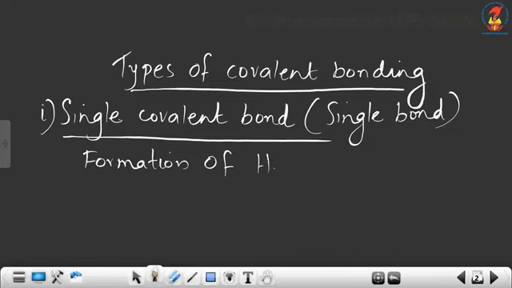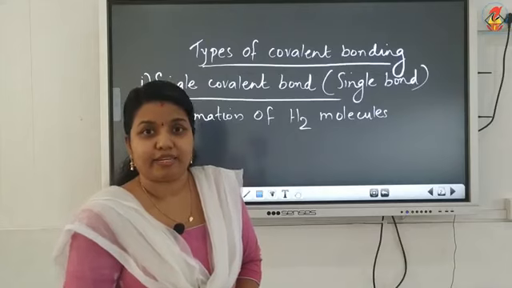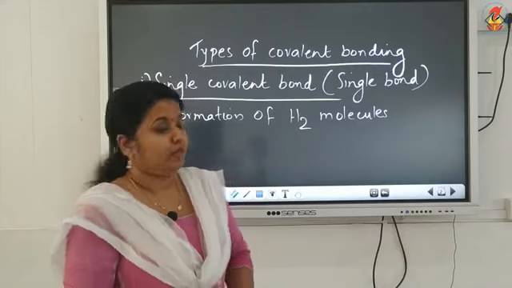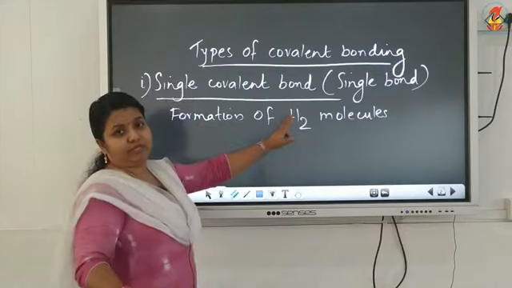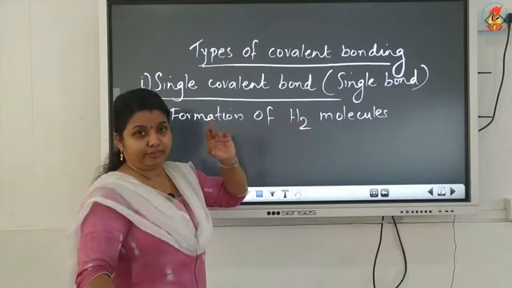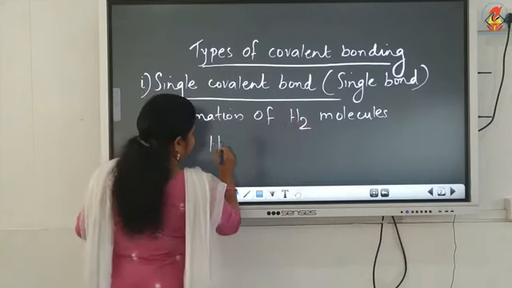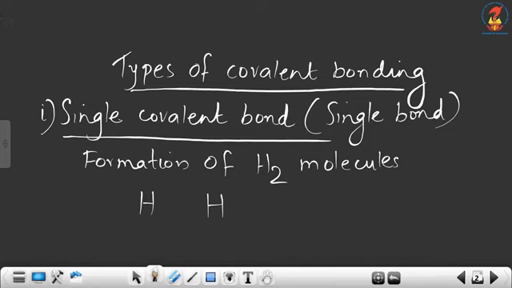What is the formula of a hydrogen molecule? H2. Last year we learned this is a molecule of an element. The hydrogen atom is H. Two hydrogen atoms combine and hydrogen exists as a diatomic molecule, H2. We will see how hydrogen forms an H2 molecule. Two atoms of hydrogen form a molecule of hydrogen. These are the two combining atoms.